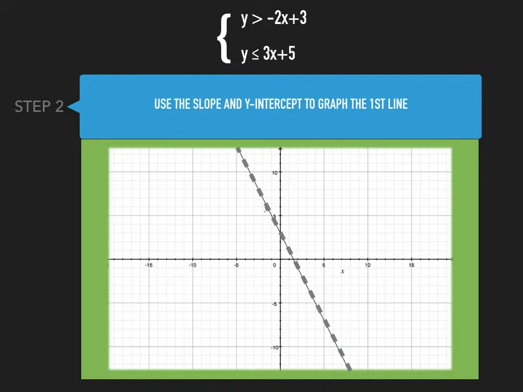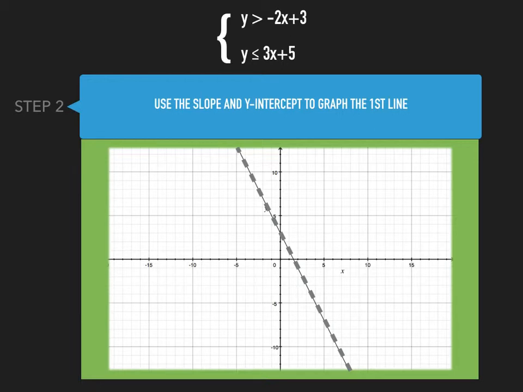Okay. Please note that I have a dotted line, and the reason for the dotted line is that it cannot be equal to. So once again, it cannot be equal to. Please note the way that I graphed this as well is I knew my b, or my y-intercept, was 3. So I went up 3, and then I've got a slope, or an m, of -2. So I went down 2 and +1, or you can go up 2 and -1.